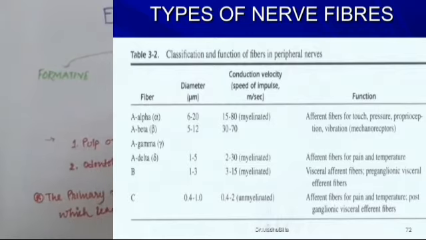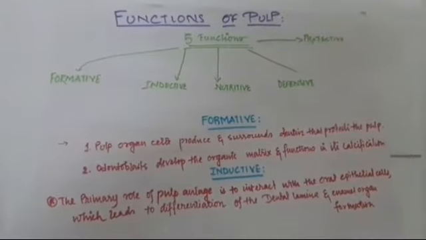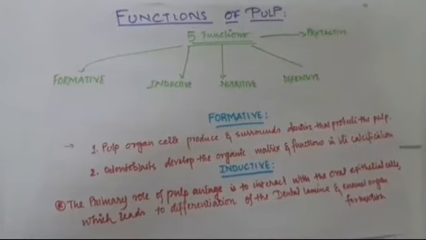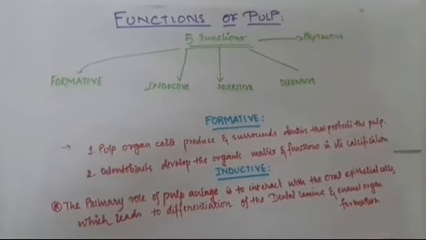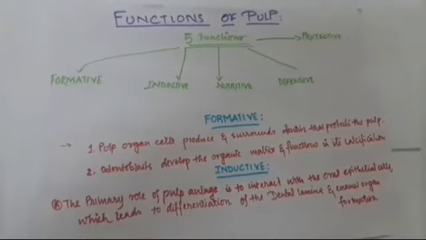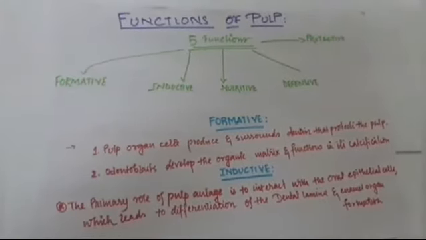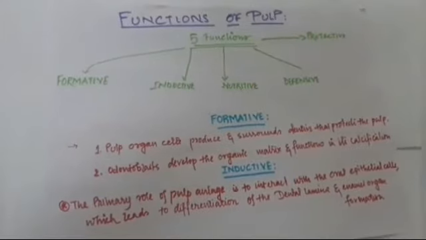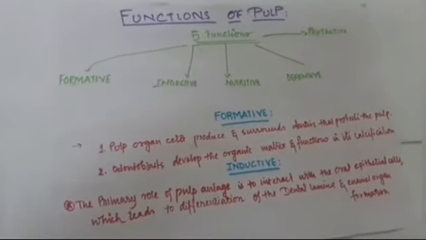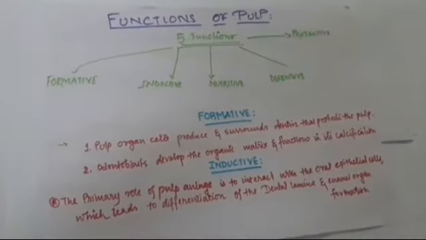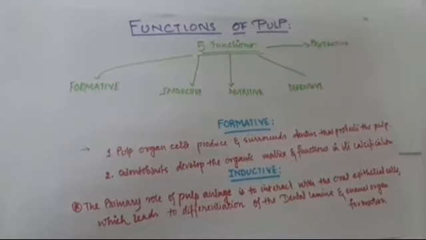The next topic of today's discussion and the last topic for this video are the functions of pulp. Pulp has 5 primary functions, FINDP. That's how we are going to remember it. F stands for formative, I stands for inductive, N for nutritive, D for defensive, and P for protective.